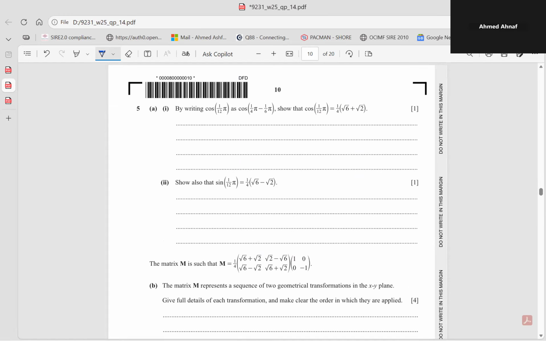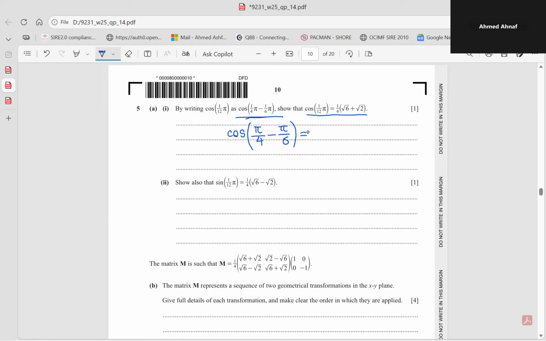Okay, so for question 5A, for the first part of 5A, we are told to show that cosine pi over 12 is equal to this, by writing cosine pi over 12 as this first. So this is very simple. You can just use your subtraction addition formula. I'm not going to elaborate much.